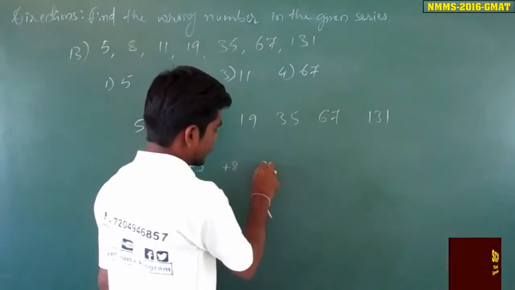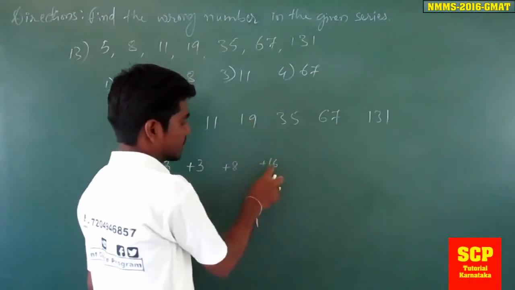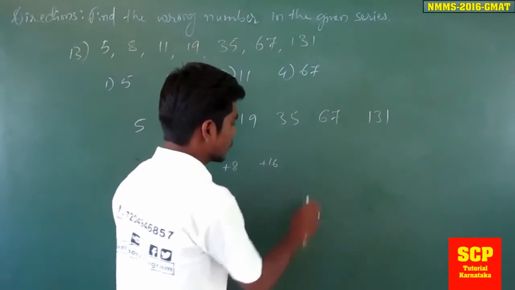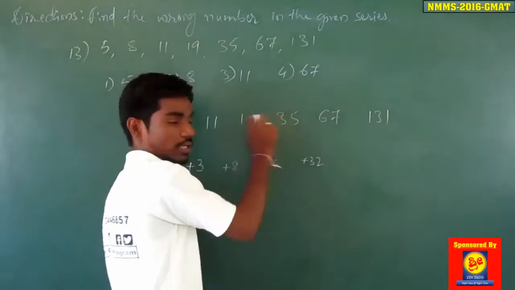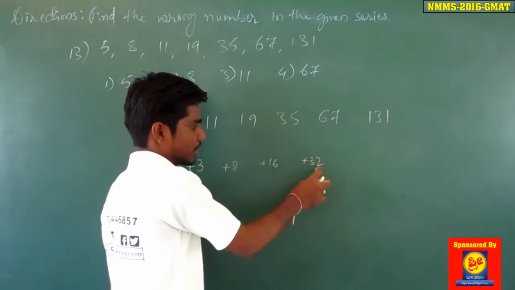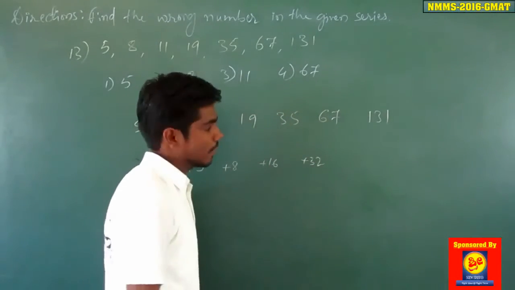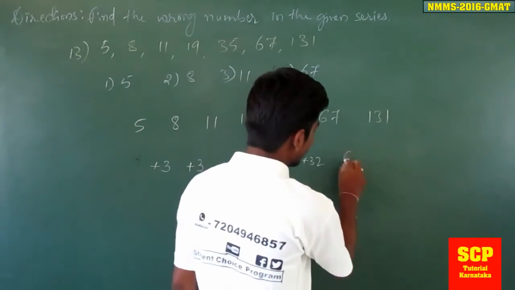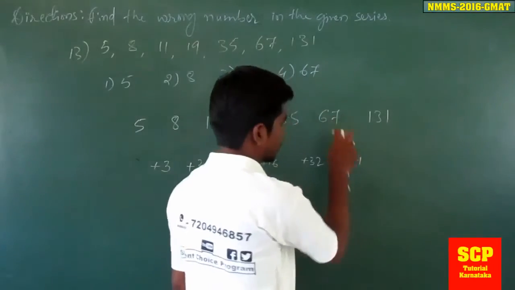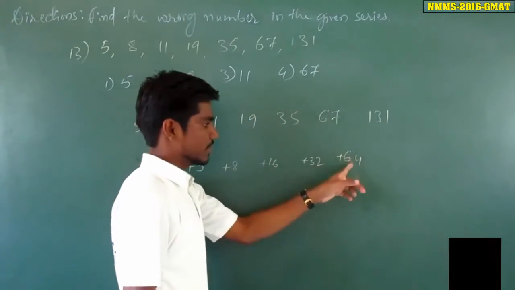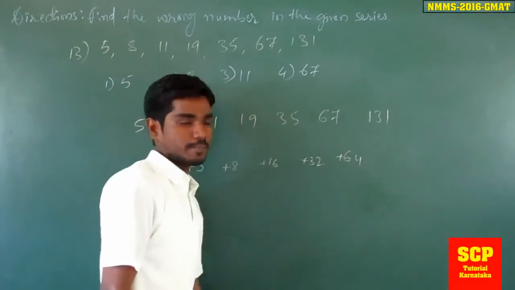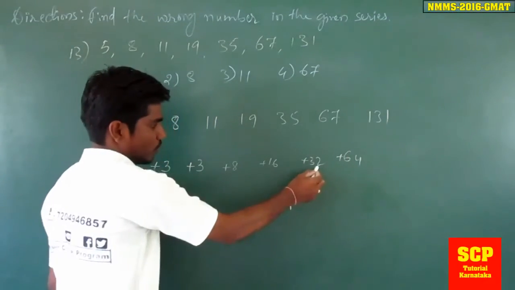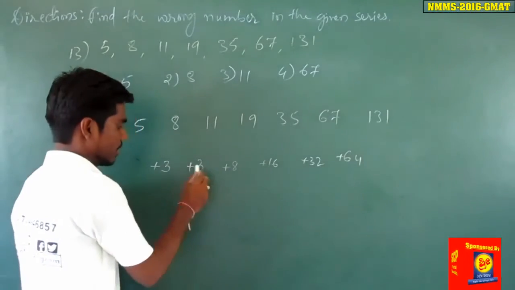Okay. Next, how is 35 obtained? When I add 16, that is 19 plus 16 is 35. To get 67, I should add 32 to the 35, that is 35 plus 32 is 67. Now to get 131, I should add 64 to 67, that is 67 plus 64 is 131. So friends, the differences are 64, 32, 16, 8, 3, 3.